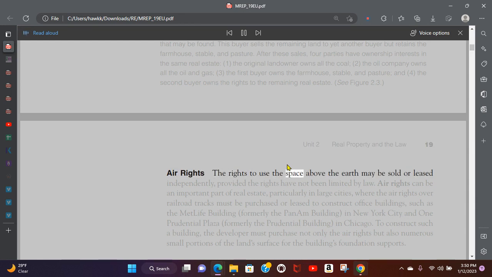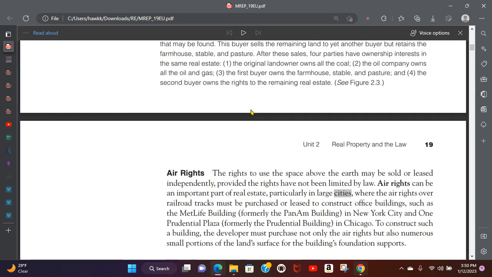Air rights. The rights to use the space above the earth may be sold or leased independently, provided the rights have not been limited by law. Air rights can be an important part of real estate, particularly in large cities.